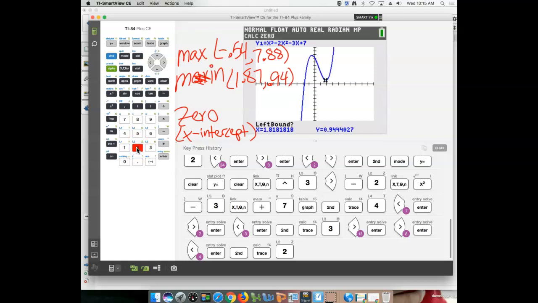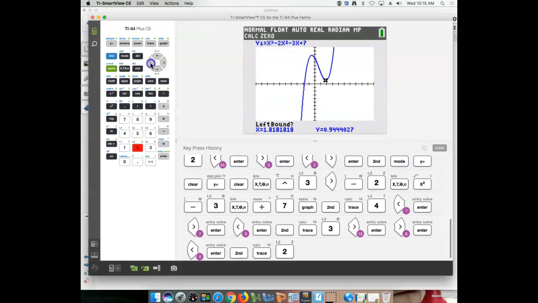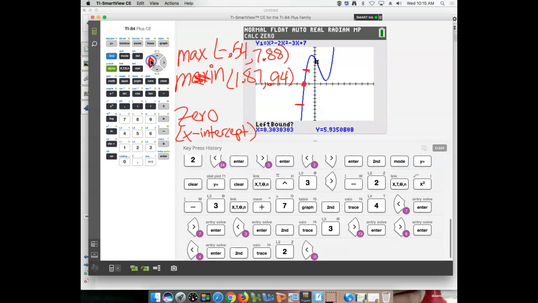Now here's where it's a little confusing, you guys. So we are trying to find this point here, and it says left bound. So what that means is we have to be down over here to be left bound, and right bound is going to be up over here. Okay, so I got to get my cursor all the way down over there because that's theoretically left of it. Okay, so I'm a little bit below it.